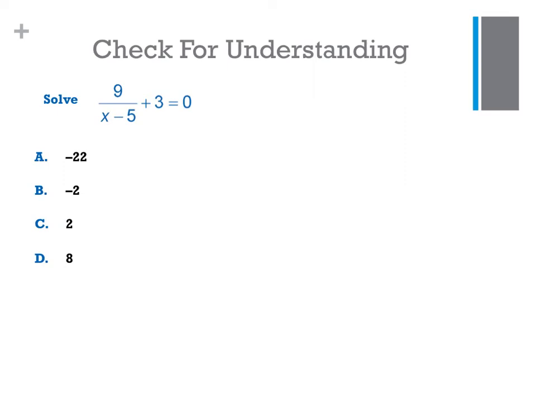Okay, it's time for you to check your understanding. I want you to solve 9 over x minus 5 plus 3 equals 0. Your goal is to solve for x in this problem and find the solution, either A, B, C, or D, and go ahead and submit your answer when you're complete.